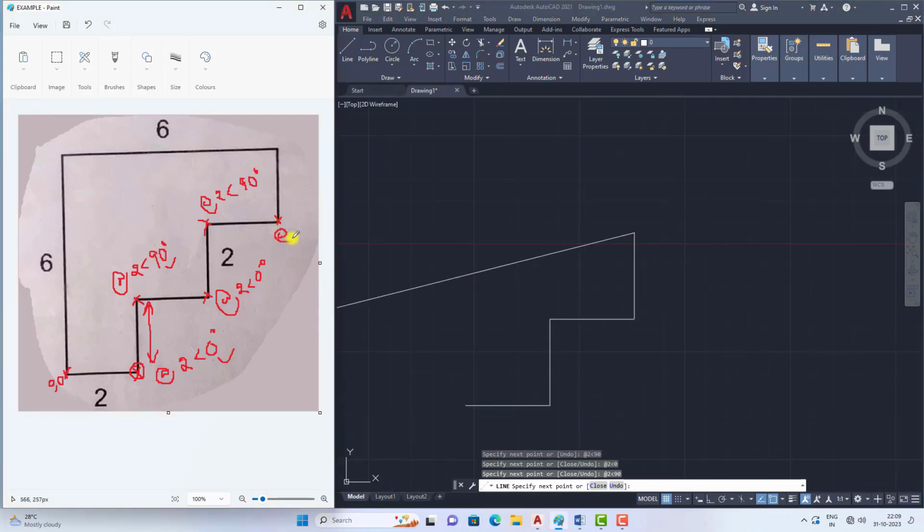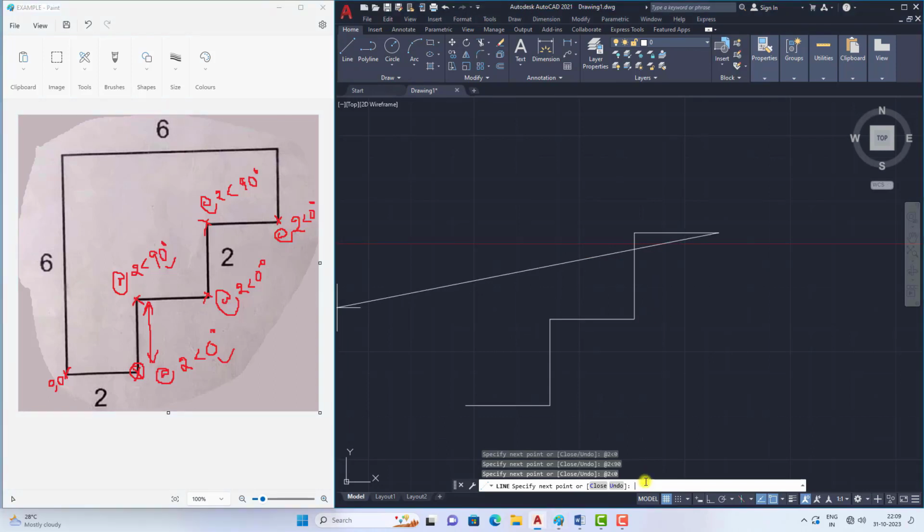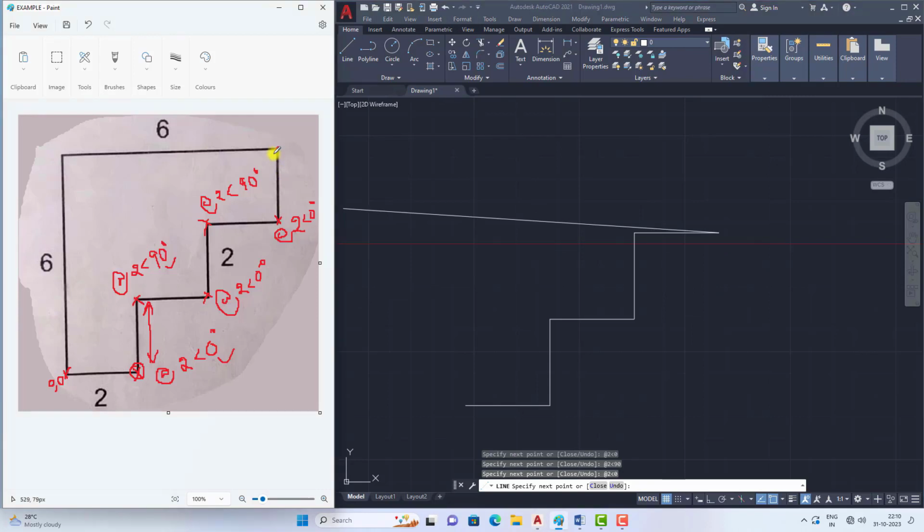And then @2<0, see we are here. So if you want to go here, the distance is 2 less than 90 degree I need to move. So @2<90 degree.